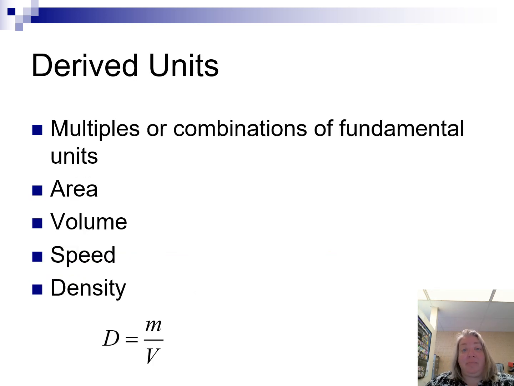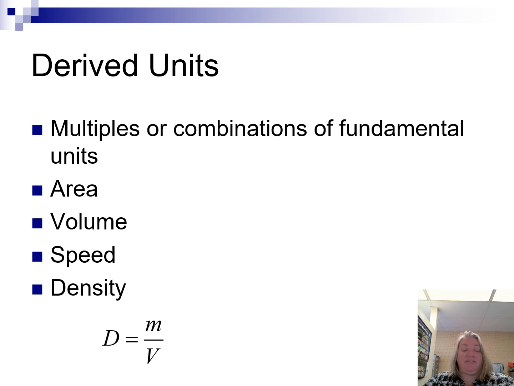Now, from the 7 base units that we just talked about, we can get derived units. Derived units just mean that we're combining different things together. For example, the area of a room is the length times the width. So meters squared, feet squared, whatever. Volume, length times width times height. Now, we're going to talk a little more about volume here in just a minute. Speed is a distance divided by a time.